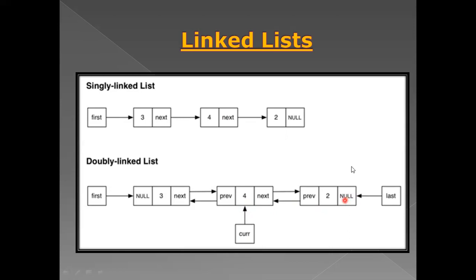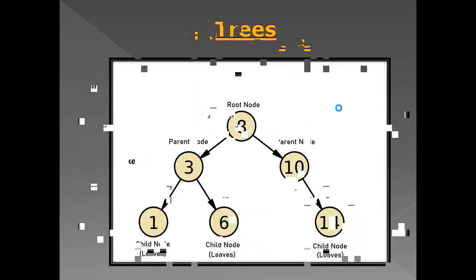Same in this case also. Here it is also a null. Null means they are connected to the last node. Last means it contains the address of the last node only.